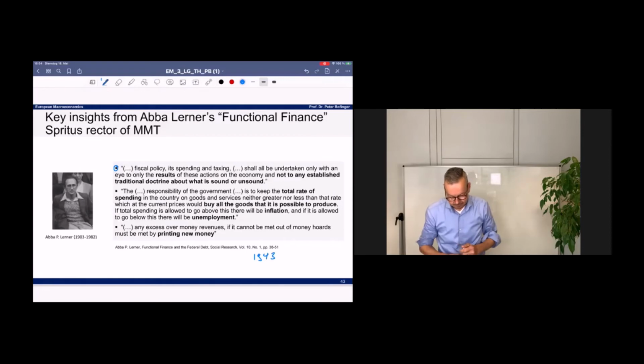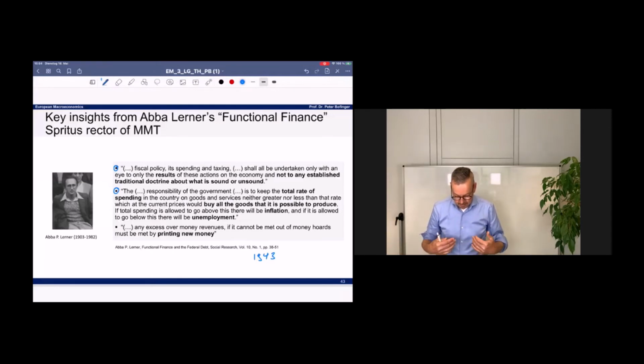So then, the second key message of Lerner is that the responsibility of the government is to keep the total rate of spending in the country on goods and services neither greater nor less than the rate which at current prices would buy all the goods that it is possible to produce. Well, in this sentence, he more or less speaks of what we have discussed already quite a lot. In macroeconomics, it always matters that aggregate demand and aggregate supply are somehow in equilibrium. And that's what he wants.